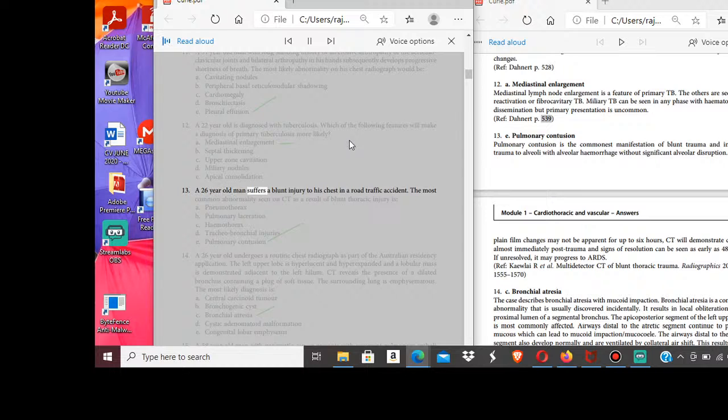13. A 26-year-old man suffers a blunt injury to his chest in a road traffic accident. The most common abnormality seen on CT as a result of blunt thoracic injury is: A. Pneumothorax, B. Pulmonary laceration, C. Hemothorax, D. Tracheobronchial injuries, E. Pulmonary contusion.